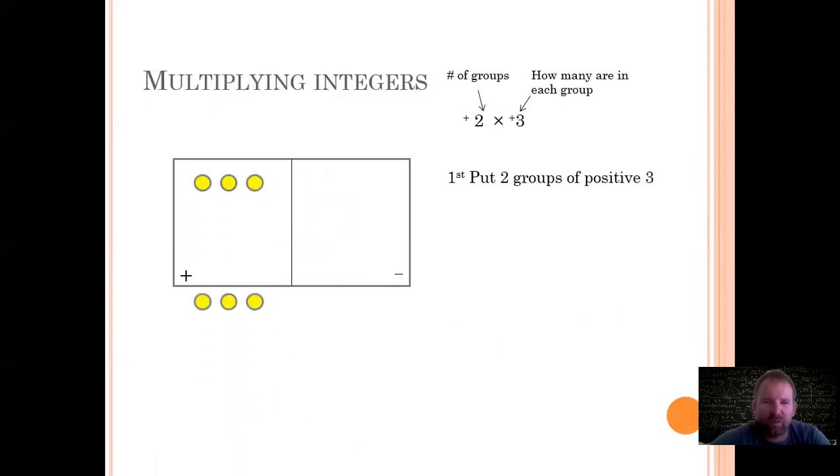All right, so now we're looking at multiplication here. With multiplication, we're going to have a number of groups. So we have two groups. Our first multiplier here is going to be the number of groups. The second one is going to be how many are in each group. So if you look right here, I have 1, 2 groups of 3. One group, two groups. And in each one there is 3 tiles.